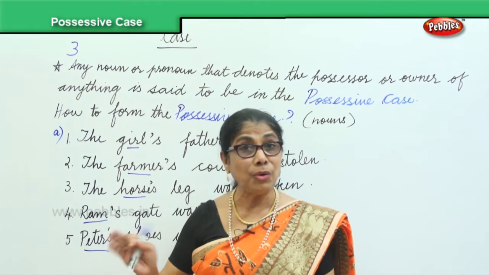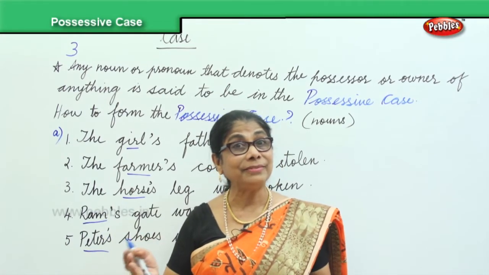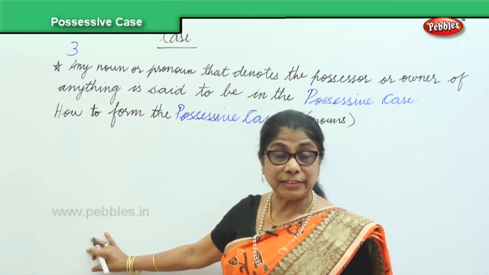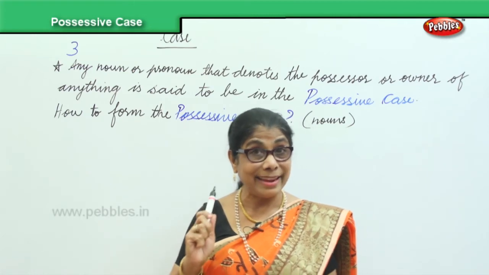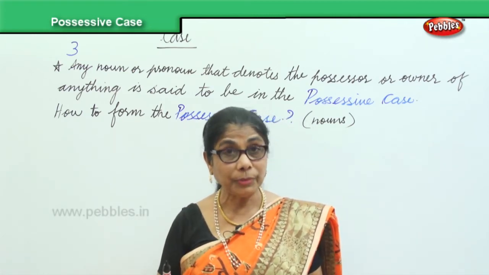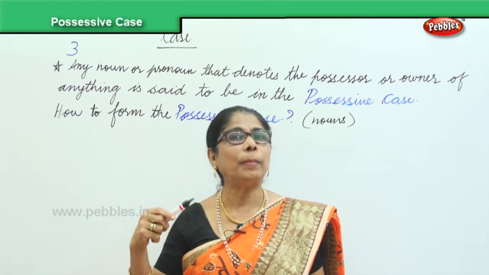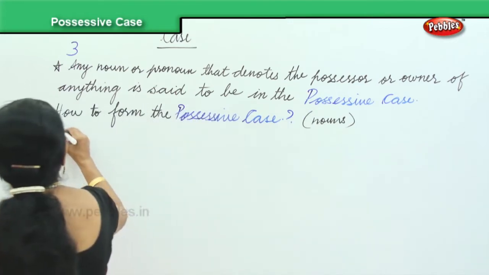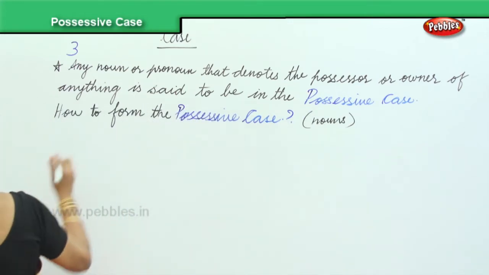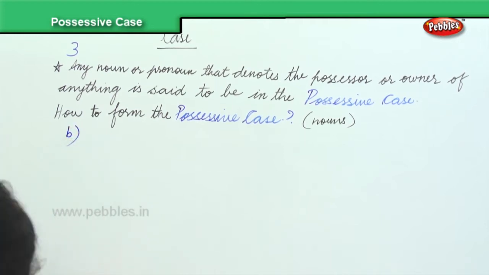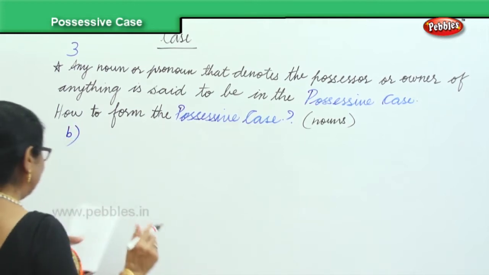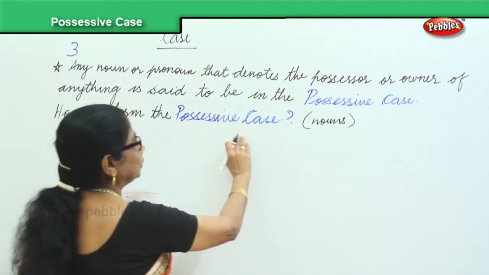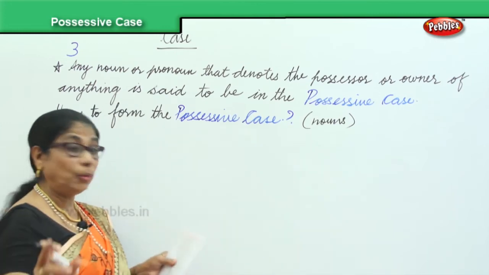There are 3 different ways of forming possessive cases. So I said there are 3 ways of forming the possessive case. First, the singular noun: you put an apostrophe followed by an S to form the possessive case. Now we are going to do the second one. Now let's see how we form the possessive case in the second part. Again, look at how to form the possessive case and look at the nouns here.